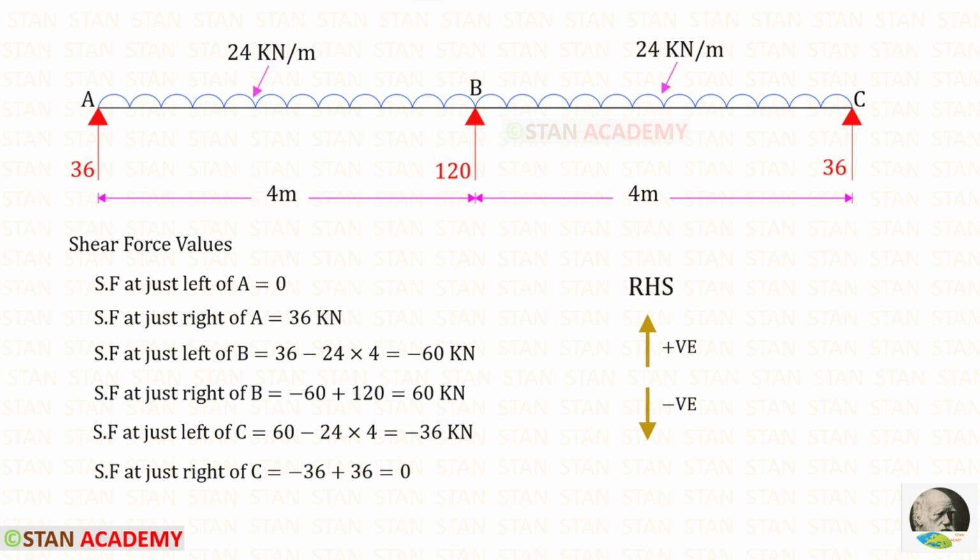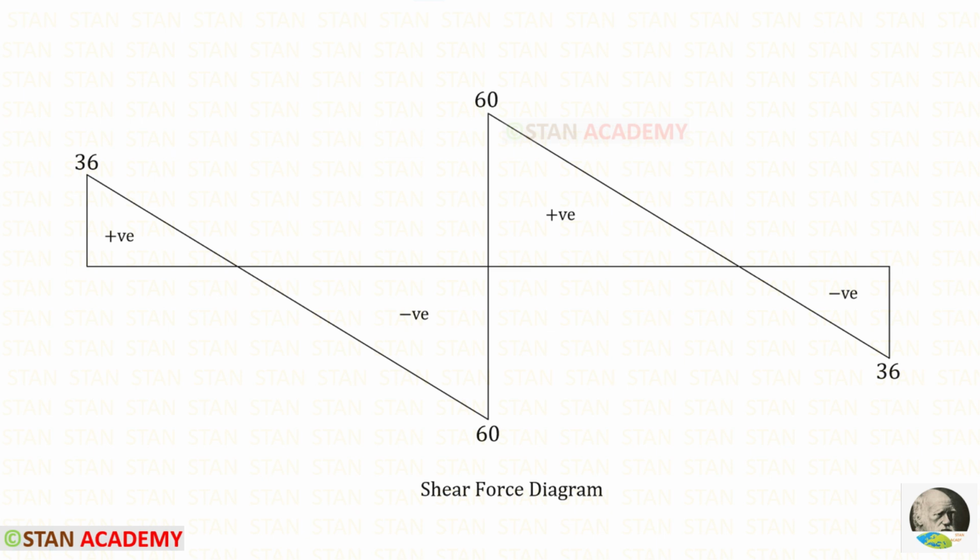Now, using the right hand side rule, we can find the shear force values. Here you can see the shear force diagram. At these 2 points, the shear force becomes 0. At these 2 points, there will be maximum positive bending moment. In the beam, we can make sections at these 2 points to find the distances.